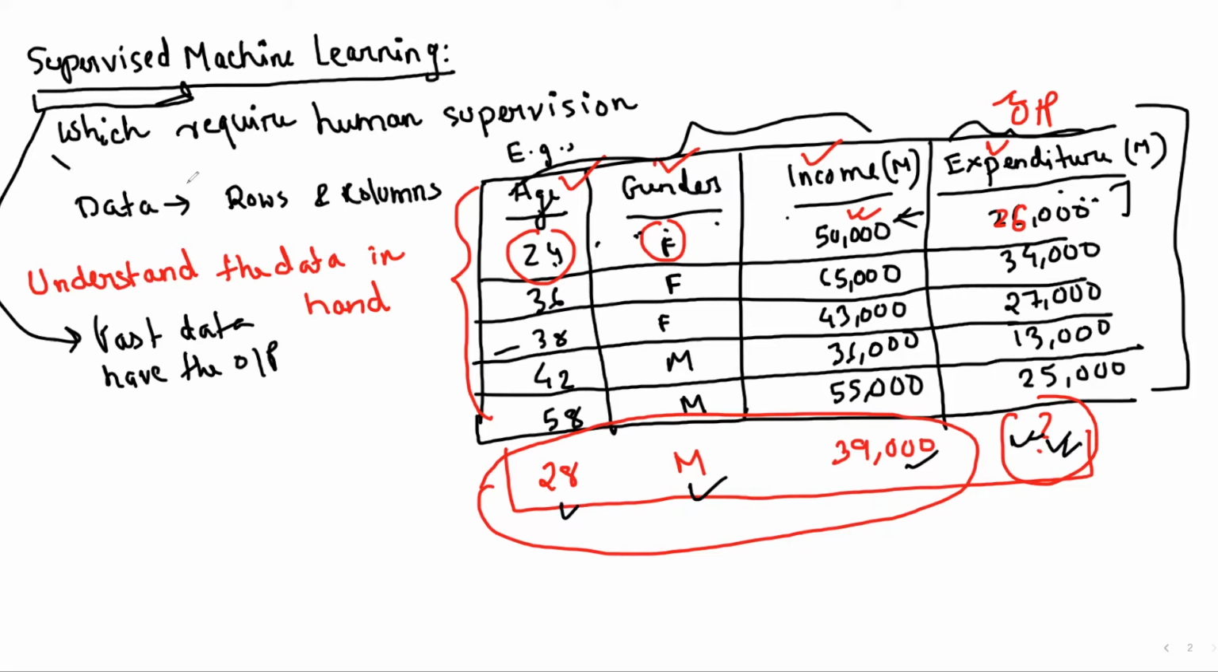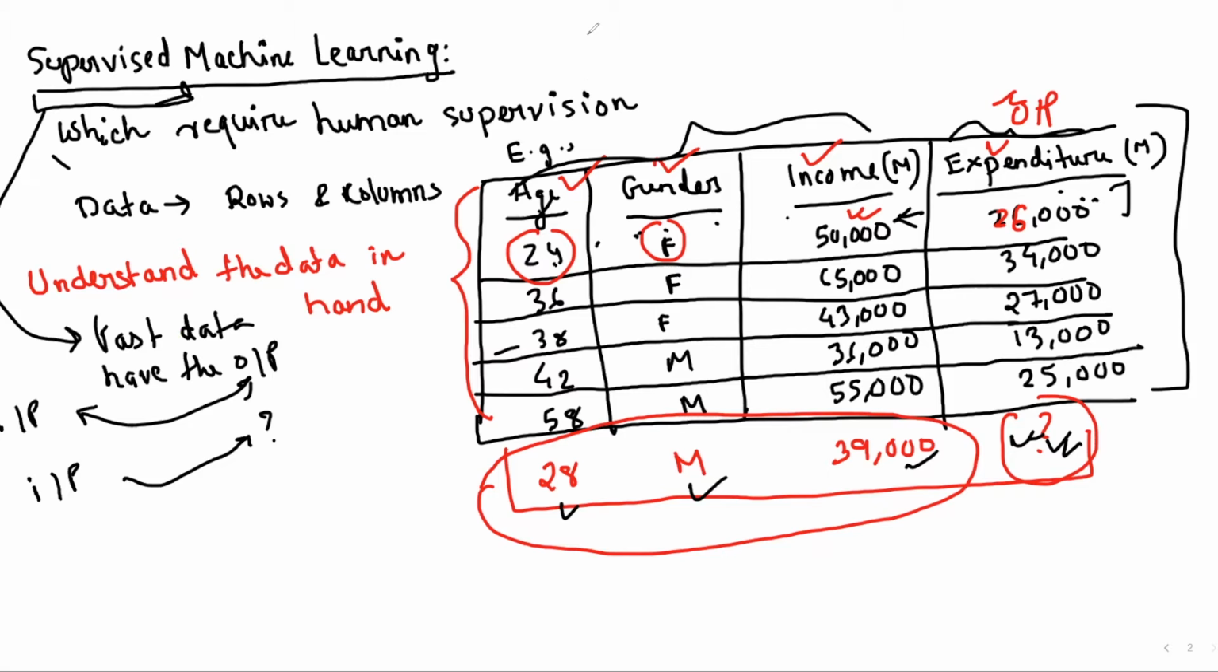So our job in machine learning will be to find out the relationship between these inputs and the output. That will be our job, so that if any new input comes, we'll be easily able to predict the output. And that is called supervised machine learning.